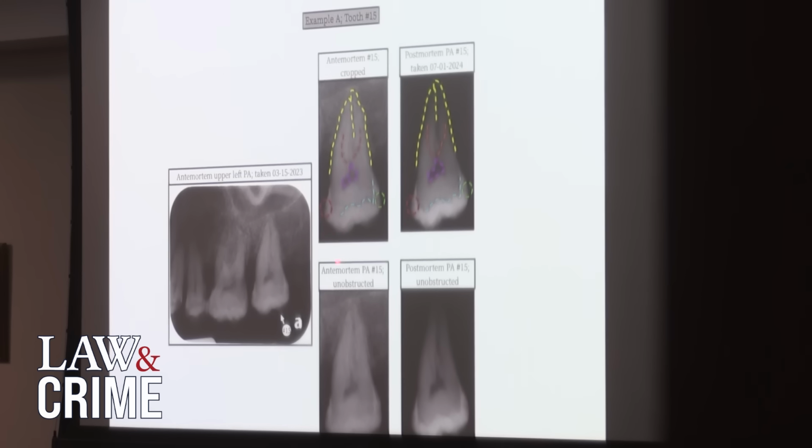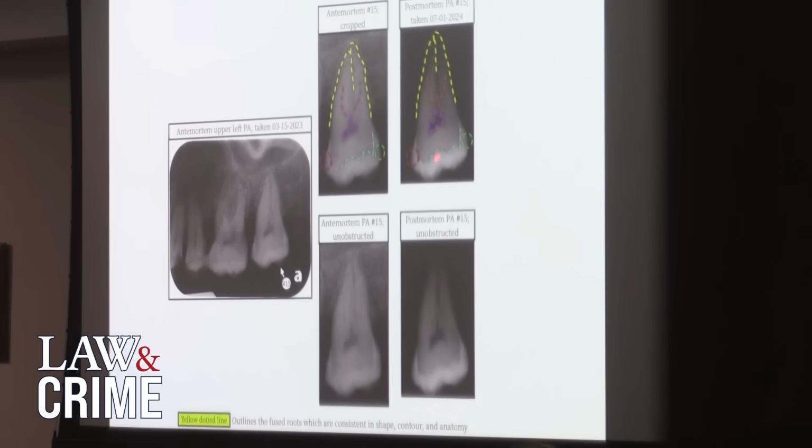Images, meaning before death. On the right-hand side are the post-mortem images, the ones that I took. Now, on the top and the bottom, these are the same images. The only difference is the top, I have drawn out the relevant areas of anatomic similarities. The bottom images are just so that anybody can look and see without any obstruction on either image.